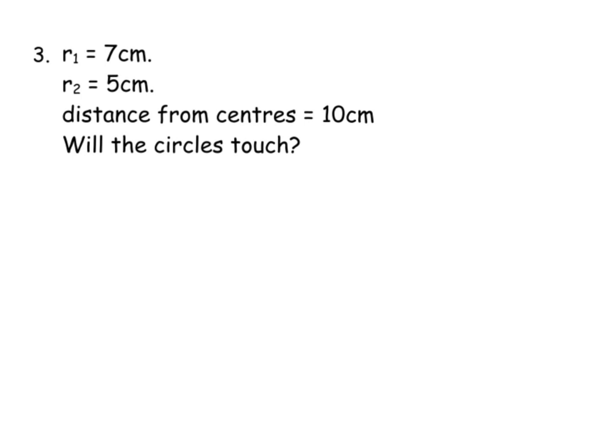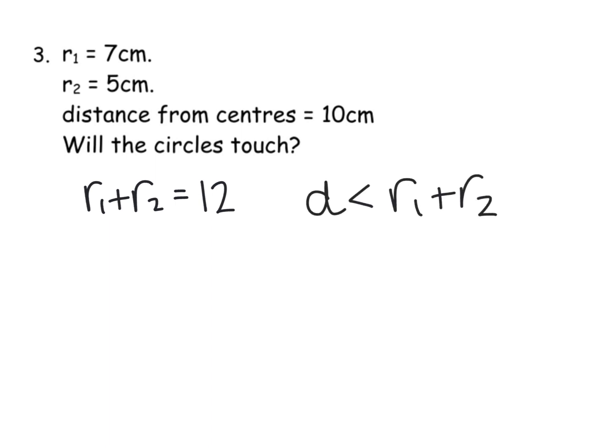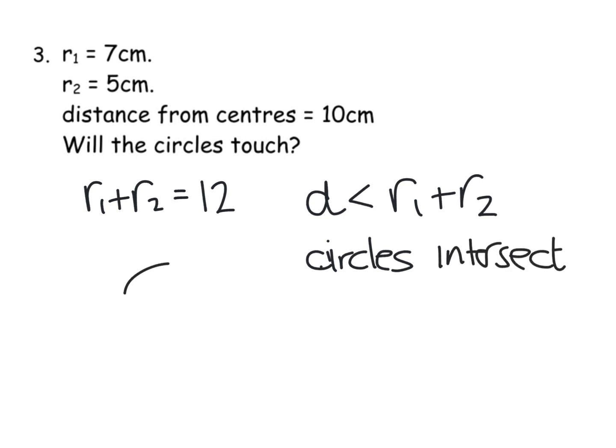Okay, example 3. Radius 1 plus radius 2. So R1 plus R2 equals 12. Your distance is 10. So the distance is less than R1 plus R2. So remember, if they were touching, the distance would be 12. It's less than that. So they've been pulled together. So the circles overlap. But the word we use is intersect. So circles intersect. And that's the scenario where you've got this circle and this circle here.